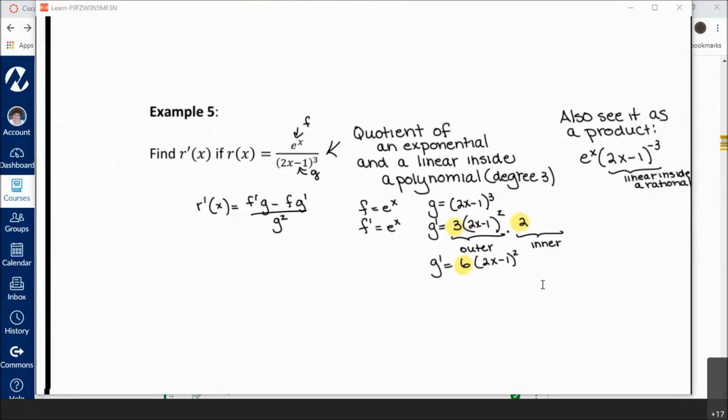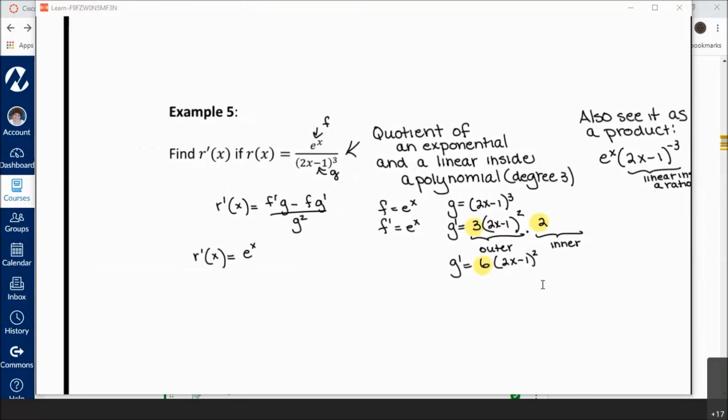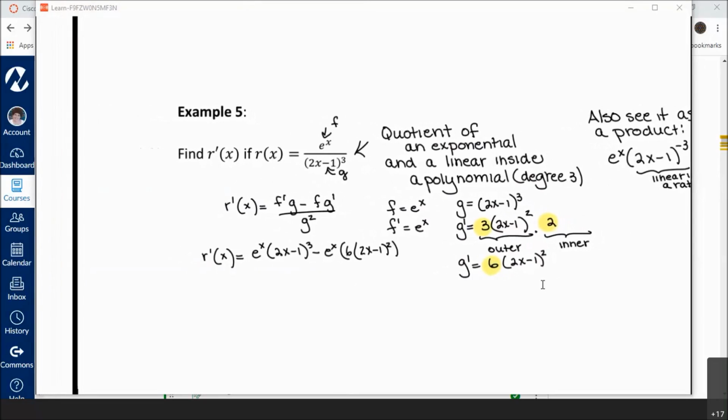Okay, so just plug in the bits. So that's e to the x times 2x minus 1 cubed minus e to the x times 6. And then the whole thing over g squared.